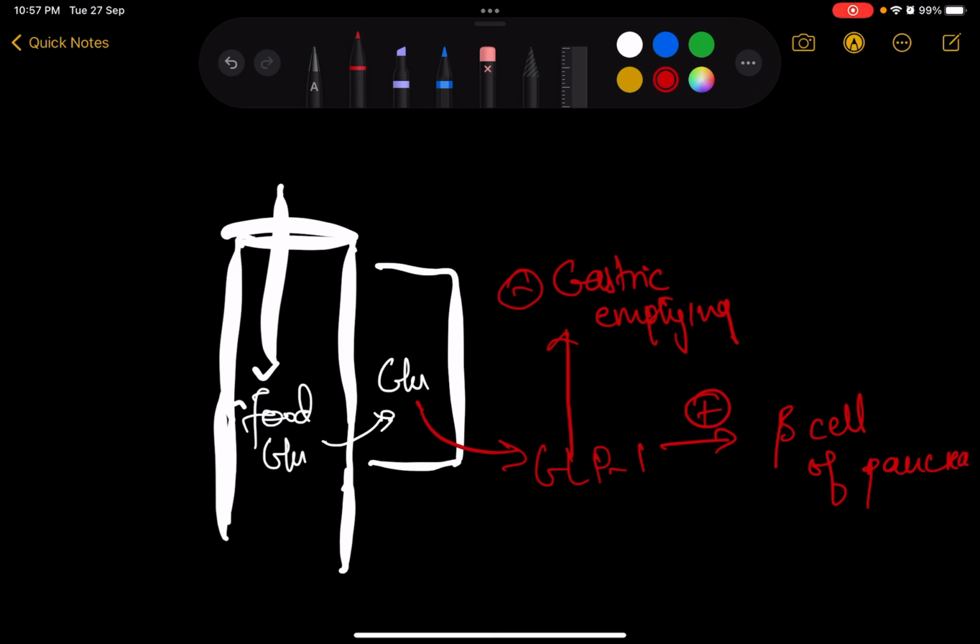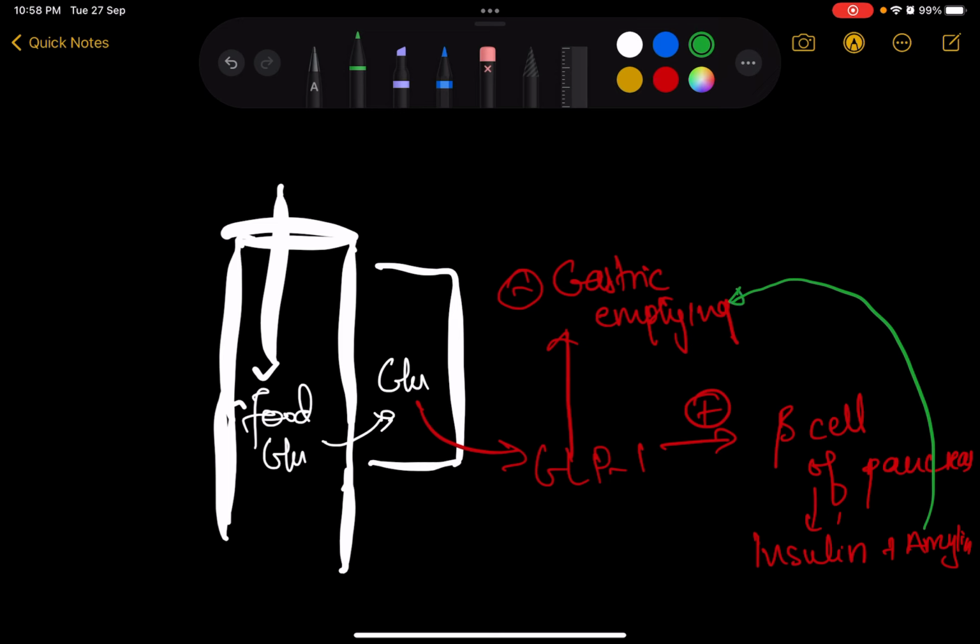Second, it also stimulates the beta cells of the pancreas, and it stimulates the release of insulin and amylin. Now, what does this amylin do? Well, this amylin does pretty much the same thing, it inhibits gastric emptying. It literally does the same thing.